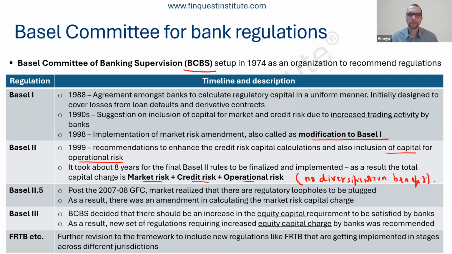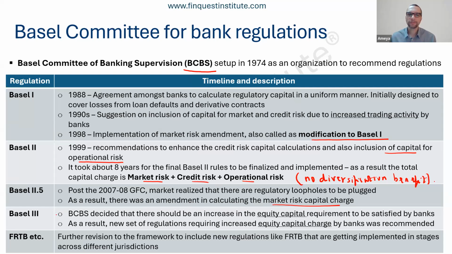Then came Basel 2.5. This was after the global financial crisis, which hit the market around 2007, 2008. The market realized that there were regulatory loopholes which banks were capitalizing on. So there was a requirement that regulation should be strengthened further. As a result, there was an amendment to the way in which market risk capital charge is calculated. And this is something which we call Basel 2.5.